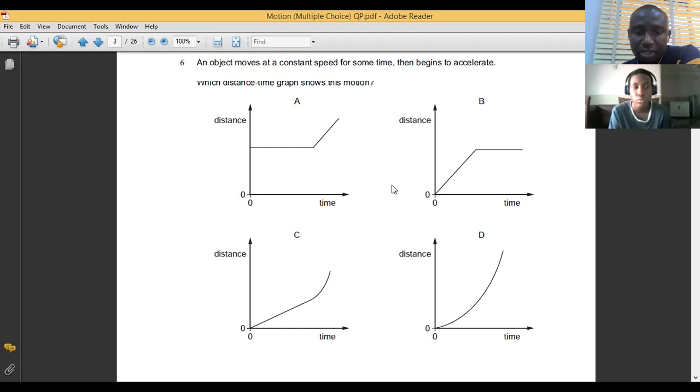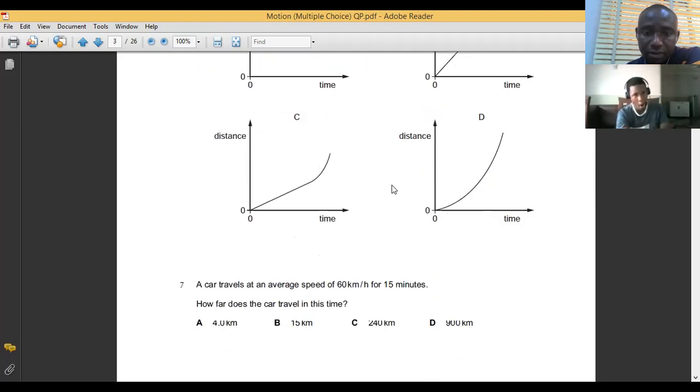The object moves at a constant speed for some time. C is the answer. It then begins to accelerate. Which distance time graph shows the motion? C.